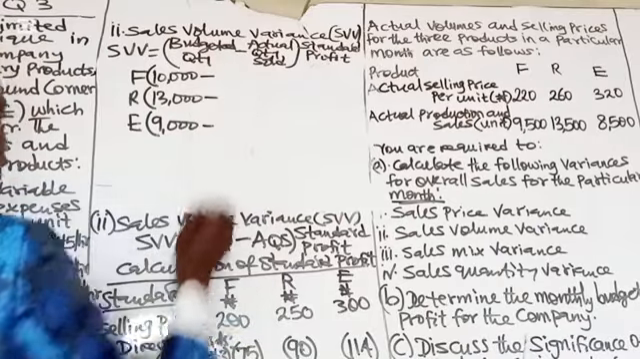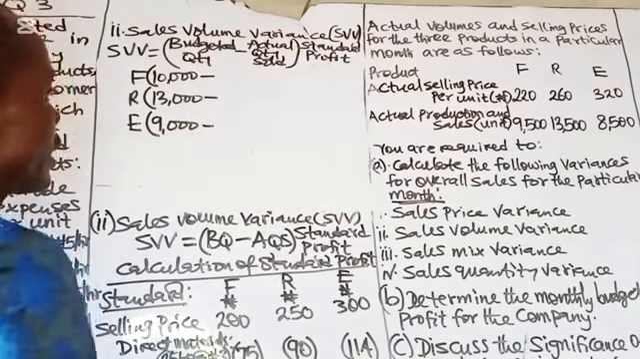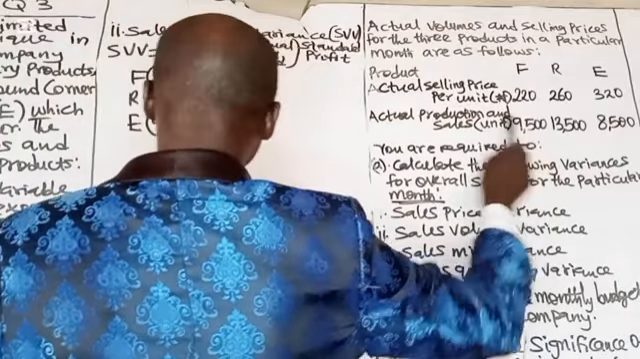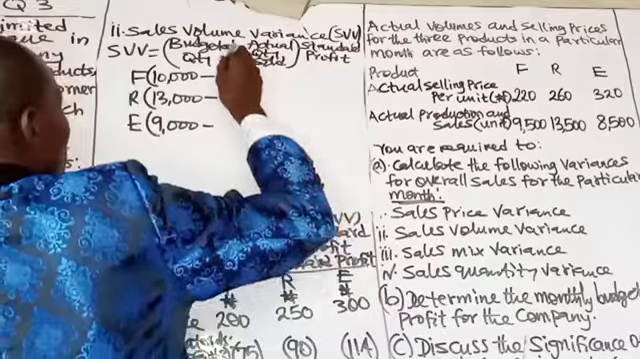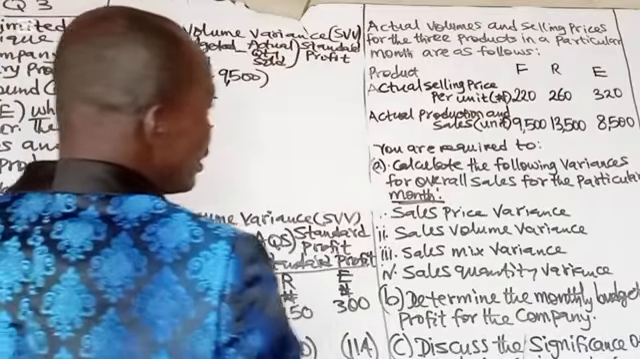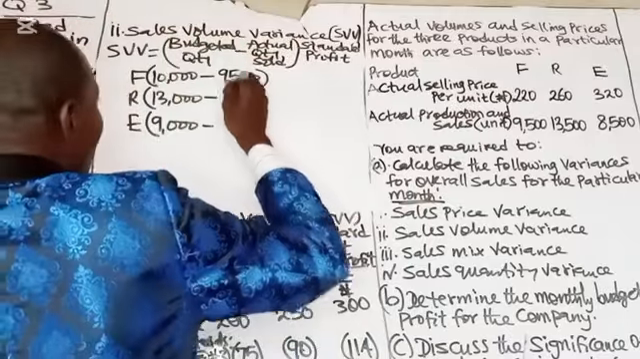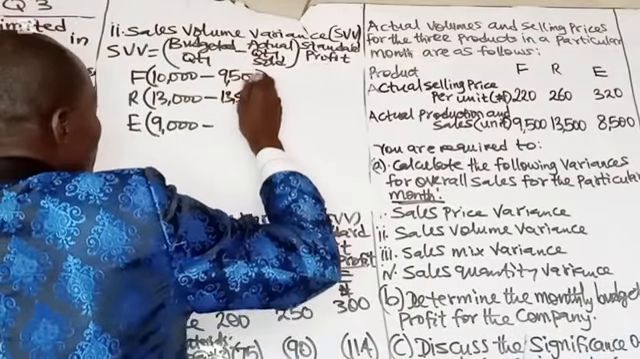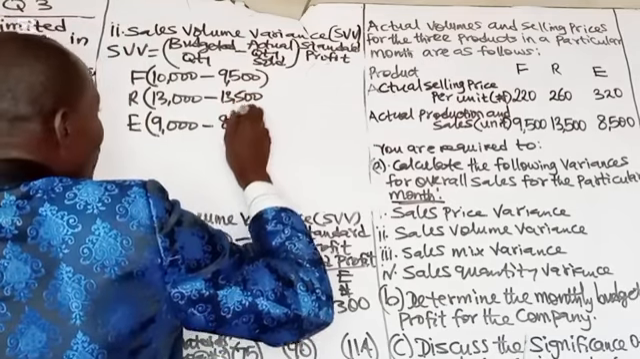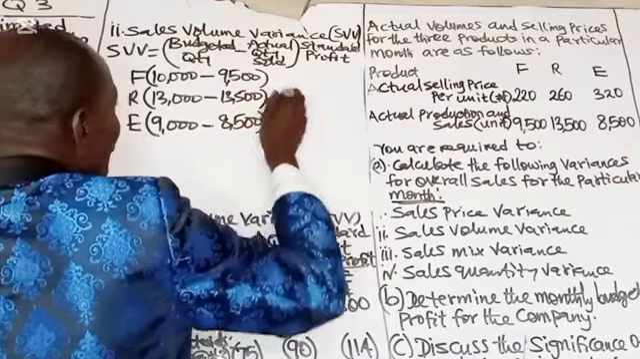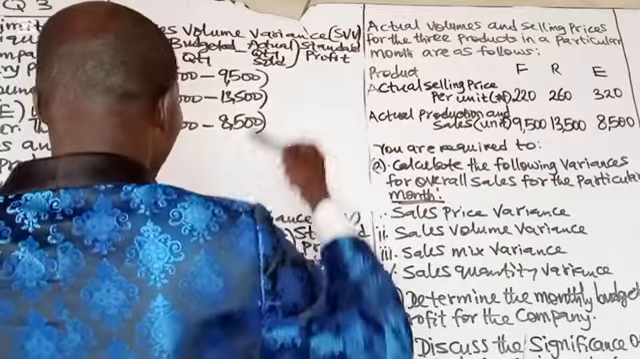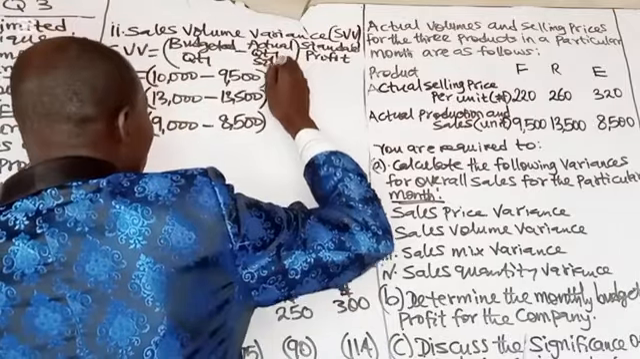Minus actual quantity. And the actual quantity sold for F is 9,500 units. Then for R, 13,500. And that of E is 8,500. Then we now multiply by standard profit that is obtained from our calculation.